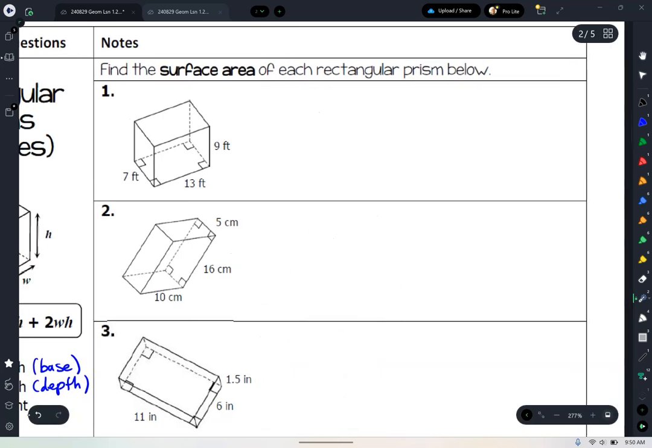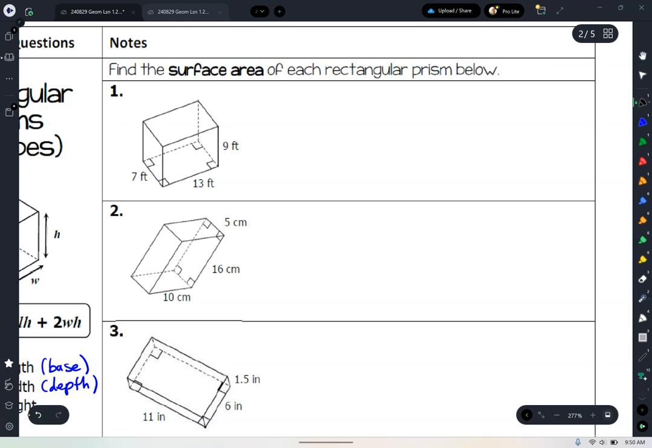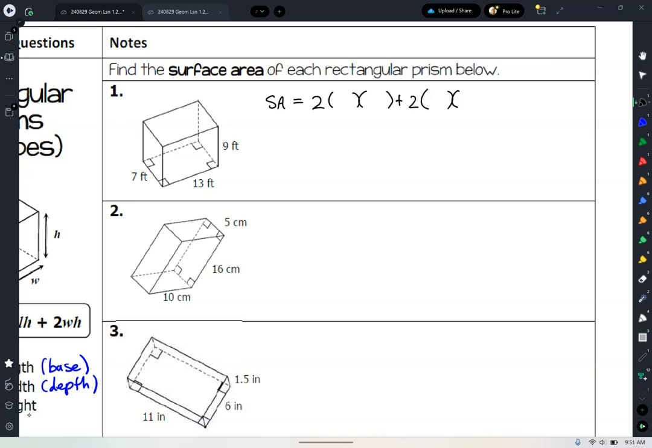So here's what I'd like to see from you in terms of work, okay? I'd like to see something like this, where you say the surface area of this rectangular prism is 2 times, plus 2 times, plus 2 times. That's how you're going to start your problem, with a series of what I call open parentheses. They're places for you to dump in numbers.